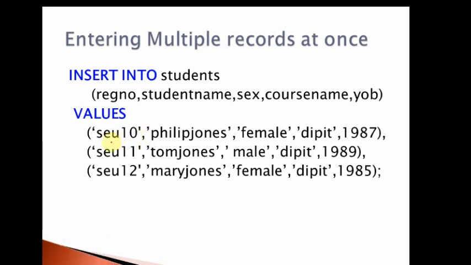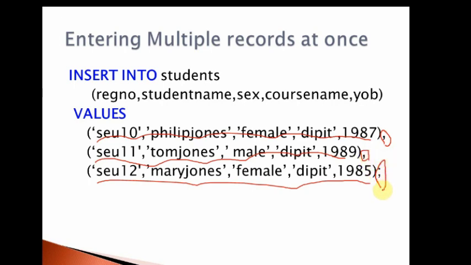Like here, we're saying this is the first record. This line is for the first record. Then we can have another line for the second record, and another one for the third record, and so on. But one thing you need to note is that we are separating here with a comma. But once we get to enter the last record, what we do is we terminate with a semicolon.